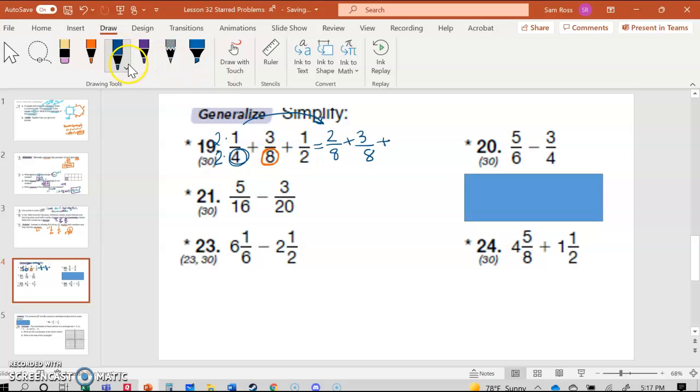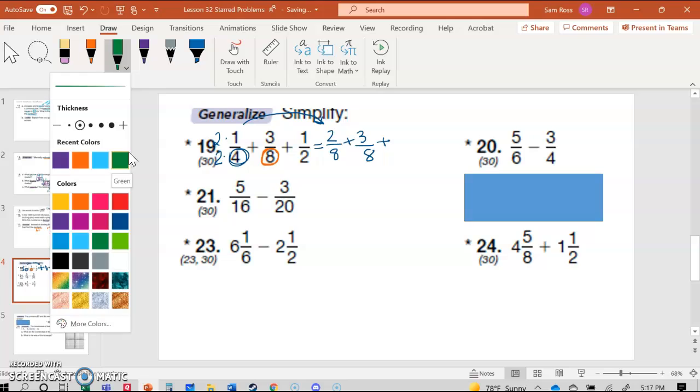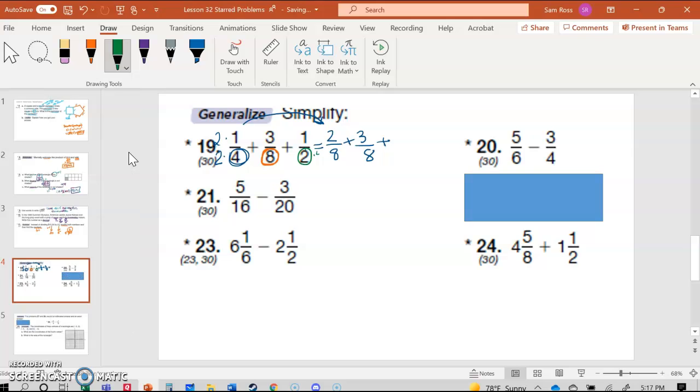And then plus, let me pick a different color. To make this 2 into 8, I have to multiply by 4. What I do to the bottom, I have to do to the top, so I have 4/8. Now I can solve this. 2 plus 3 is 5, plus 4 is 9/8. Then I have to divide or reduce, so 8 goes into 9 one time, with 1 left over, and that's my answer.